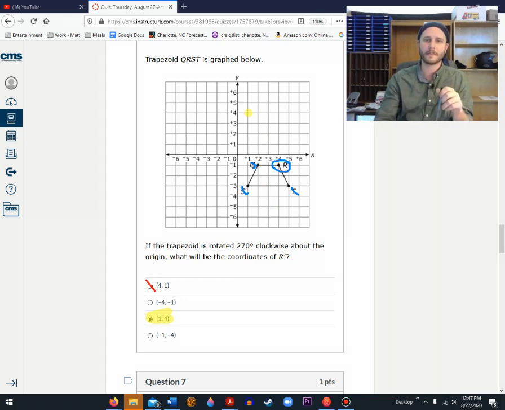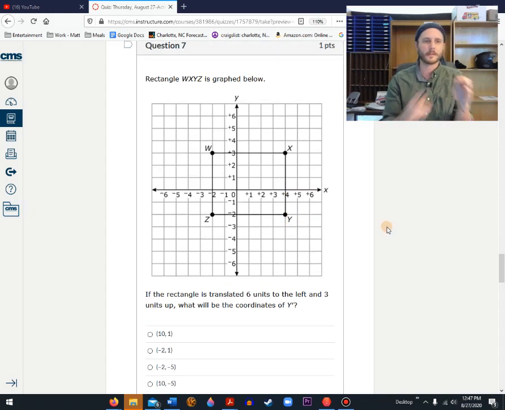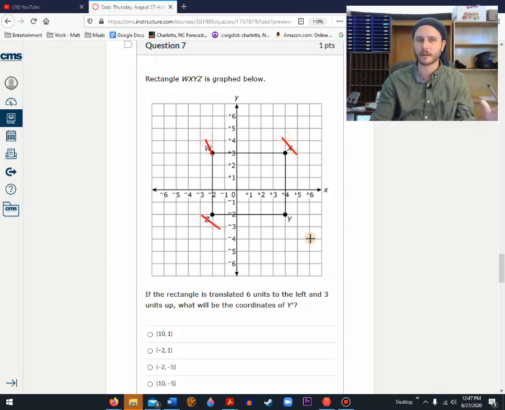Moving on to the next problem. Number 7, this rectangle is graphed below. If that rectangle is translated 6 units left and 3 units up, what will be the coordinates of point Y? So we don't care about X, we don't care about W, we don't care about Z. All we are focusing in on is the coordinates of Y.